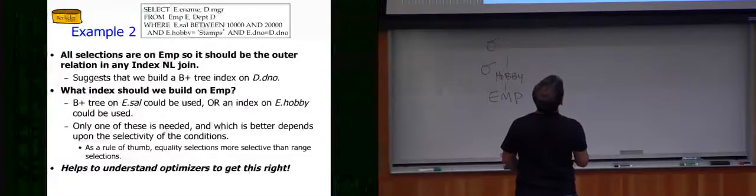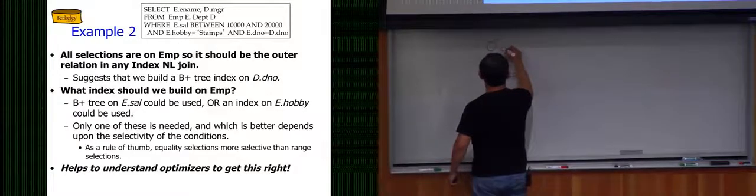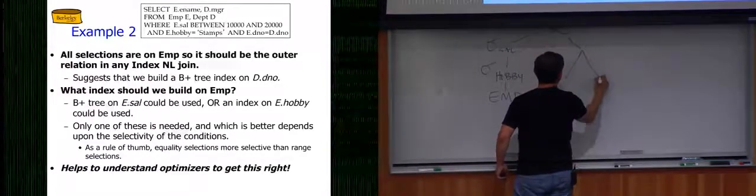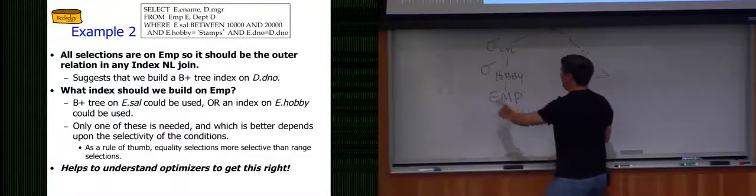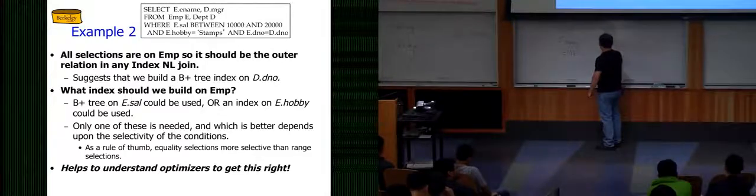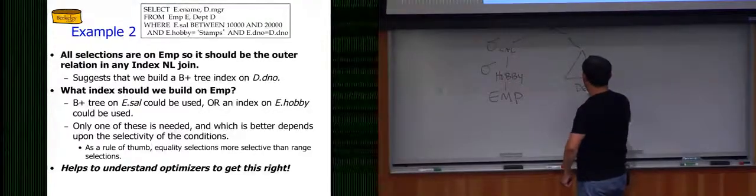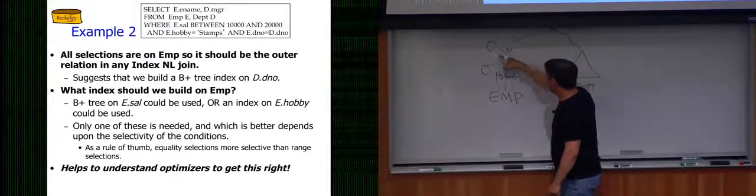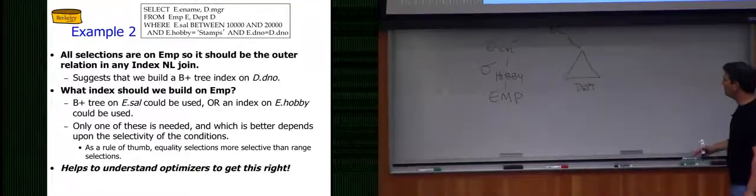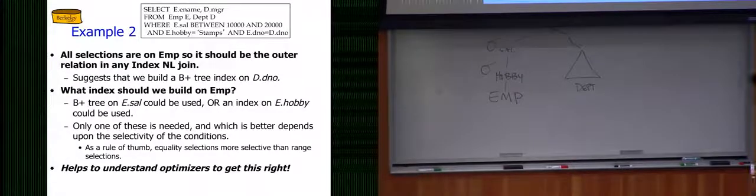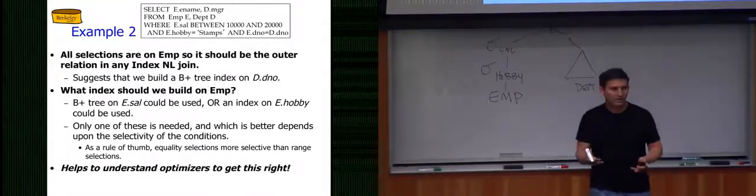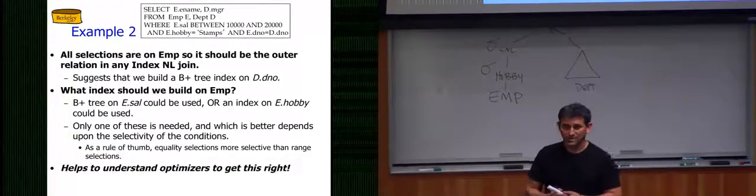And so if we're going to do an index nested loops join, probably best to have this be the outer table and do index probes on dept, rather than the other way around, because there's probably more departments in total than there are employees who are stamp collectors with that salary range. All right, so in terms of what indexes would help with joins, probably better to build an index on dept than on emp, because emp is already going to be relatively few tuples. Make sense? That's what that first bullet is saying.